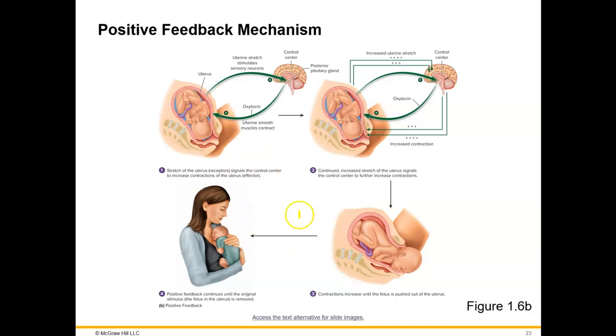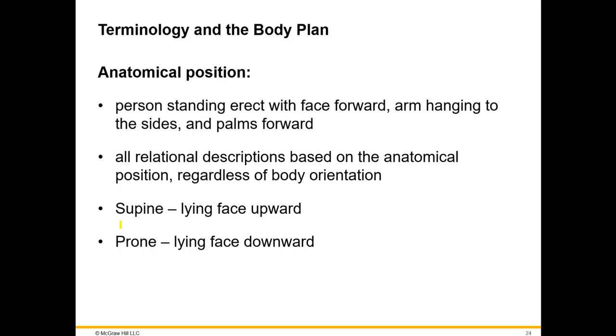In blood clotting, it works the same way. When you have a bleed, when you're bleeding, blood will start to clot, and that will stimulate chemicals to be released. That will increase the clotting, and then more clotting until the clot is formed and the bleeding has stopped. So situations such as labor and blood clotting are maintained by positive feedback.